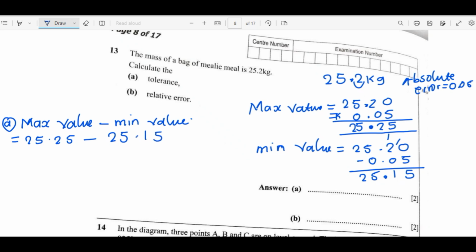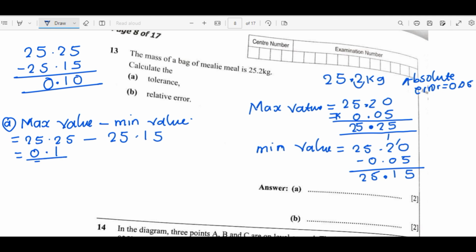25.15. So the difference between these two numbers is our tolerance. So that's how you find the tolerance. You just have to find the difference between maximum value and the minimum value. So 25.25 minus 25.15. Okay, so here we have a 0. 2 minus 1 is 1. Then we have a point, so the answer is 0.1, or 0.10, which is same as 0.1 as our tolerance. So remember, the first thing you find the maximum value, the second one you need to find the minimum value, then the final answer is given by finding the difference between the maximum value and the minimum value.